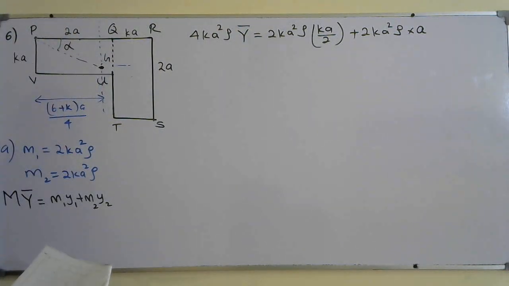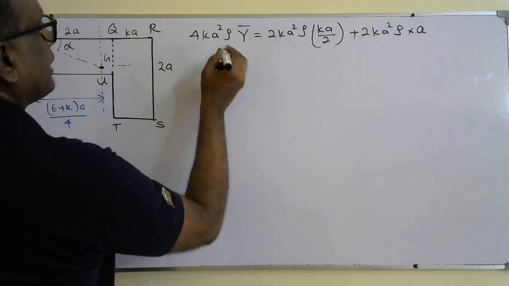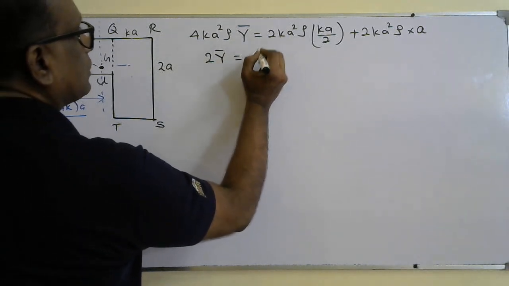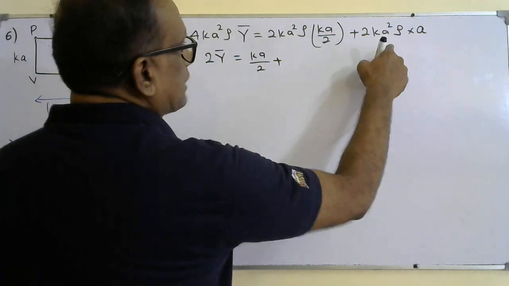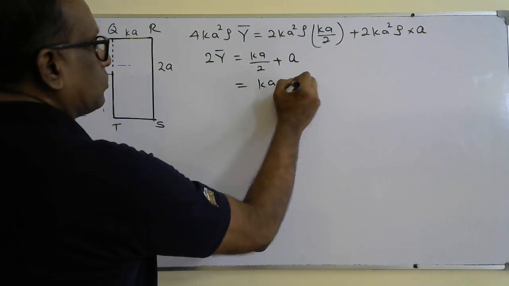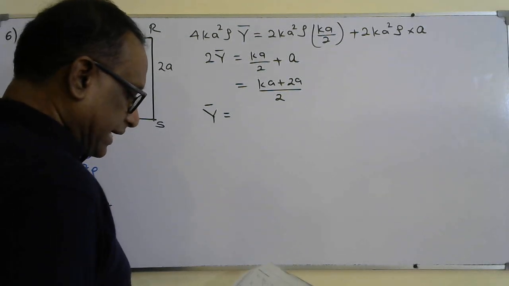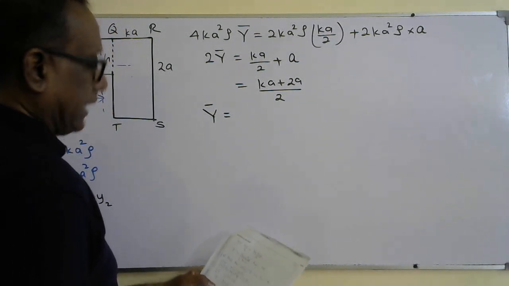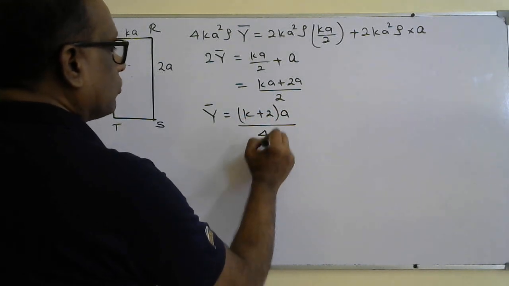So solve it and we need to find the y bar. We can divide the whole thing by 2ka squared rho. So 2 y bar equals ka by 2 plus a, which is ka plus 2a over 2. So y bar will finally be ka plus 2a over 4, that is k plus 2 over 4 times a. So I know the y bar also.